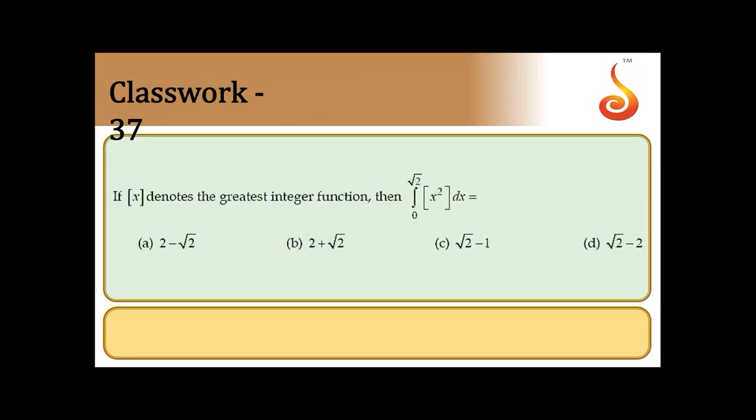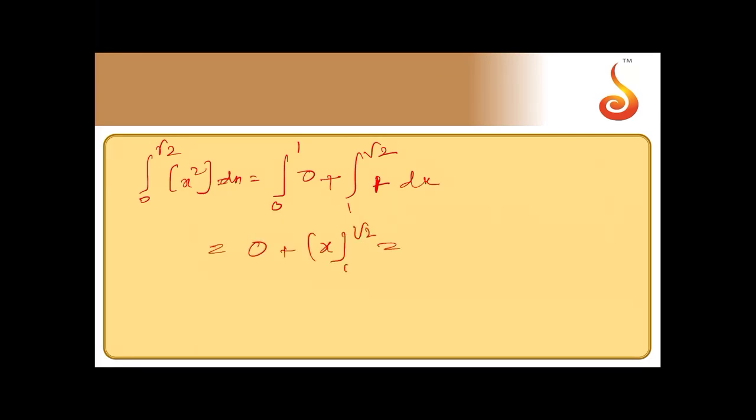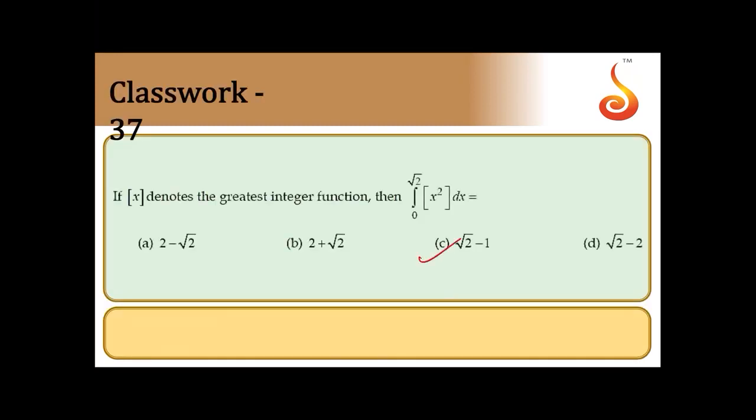Coming to 37. Integral 0 to root 2 of the integral part of x square dx. It can be split into two parts. 0 to 1, the integral part of x square will be 0, and 1 to root 2, the integral part of x square will be 1 dx. And therefore that is equal to 0, and this is nothing but x with limits from 1 to root 2. Therefore the answer is root 2 minus 1.